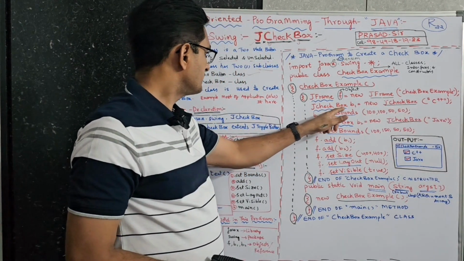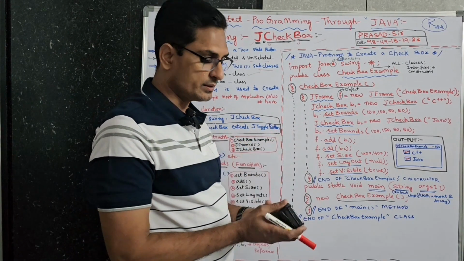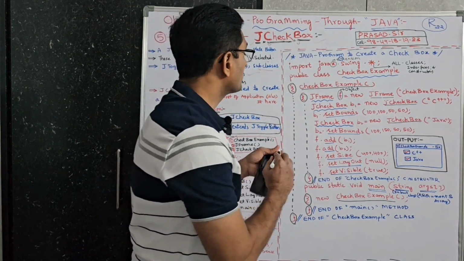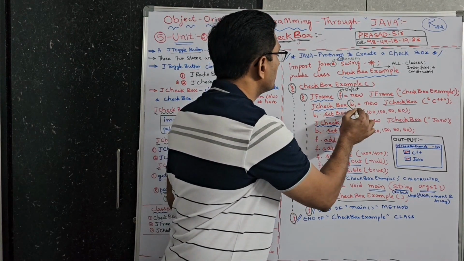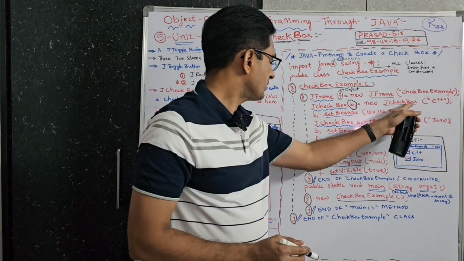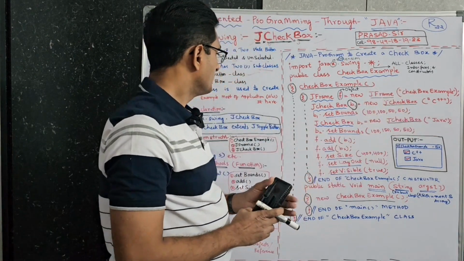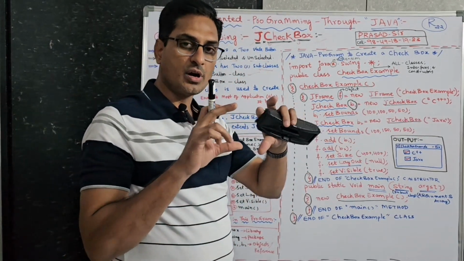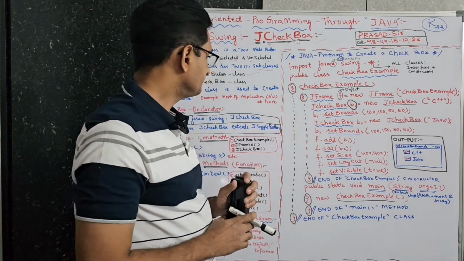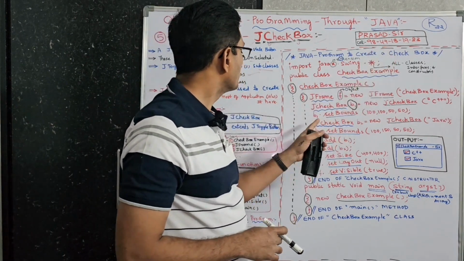Here JCheckBox is a class, B1 is an object. B1 again is an object here, marked with black marker. I marked F1 and B1 as the objects. New is a keyword, JCheckBox C++. Watch the video horizontally and zoom a little bit. You can see the text clearly. If you have any doubts, you can call me.